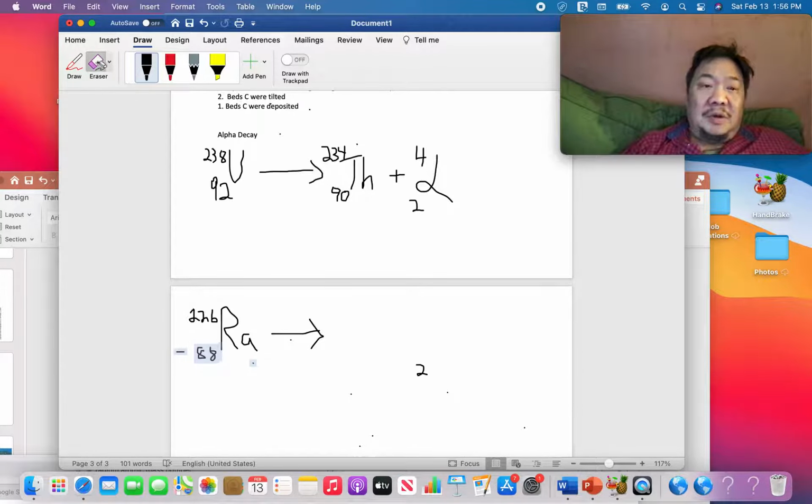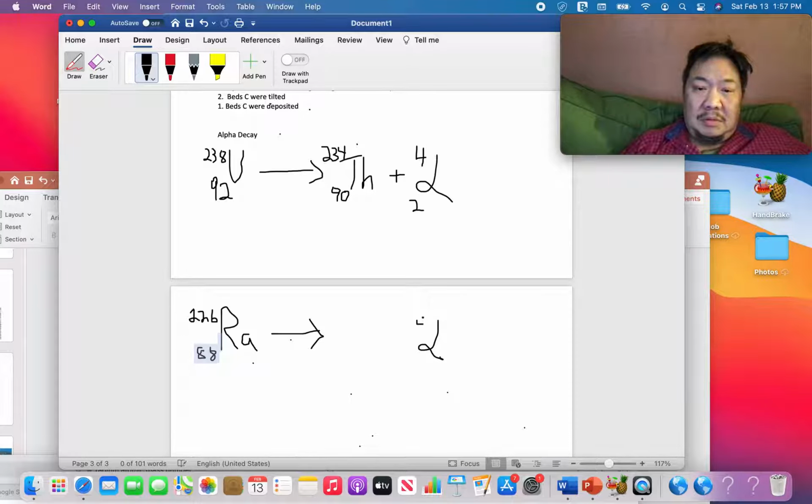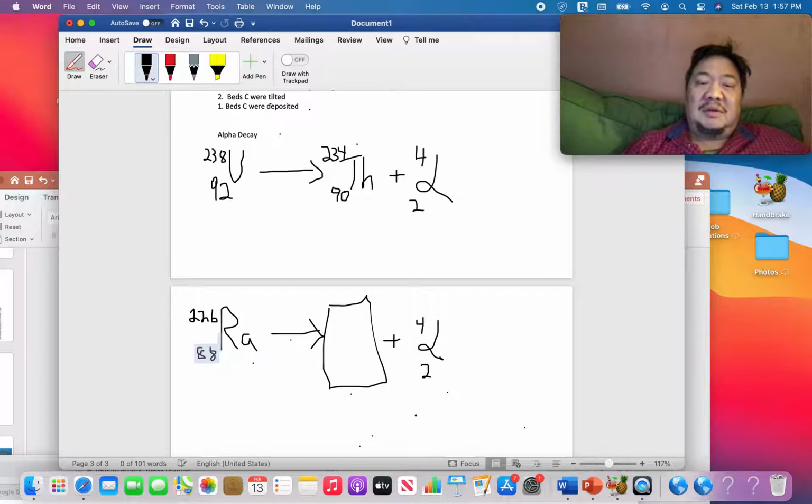Now here's the question I got for y'all, and I know you can do this. If radium-226 undergoes alpha decay, so that it makes an alpha particle, my question for y'all is, who is the daughter? What do you put in this box? Who's the daughter of radium-226?